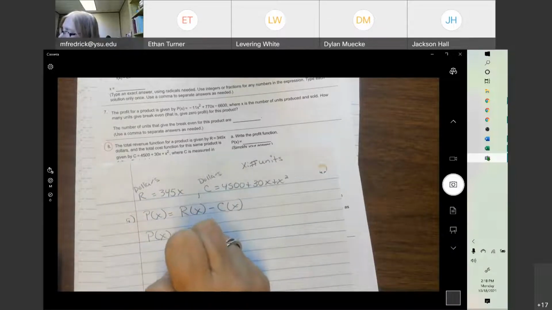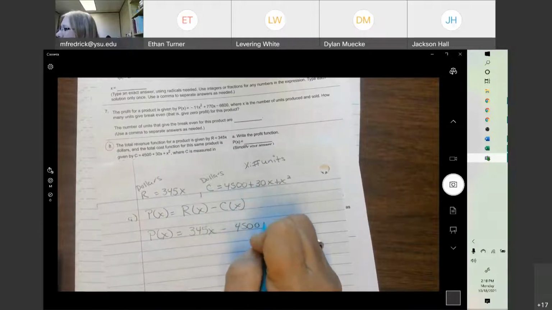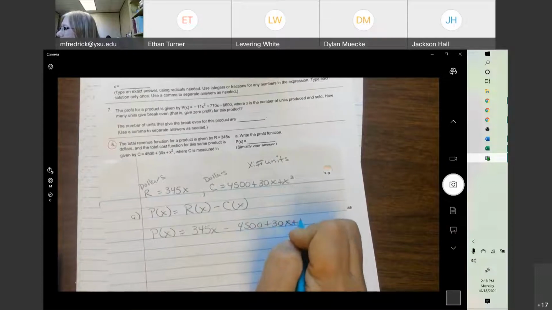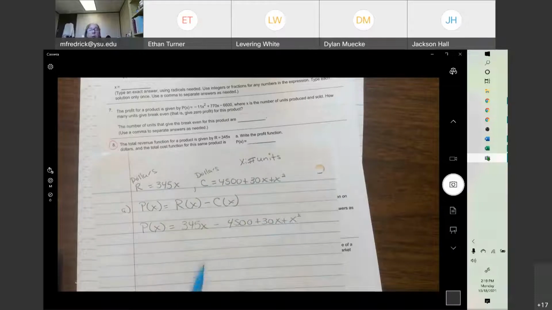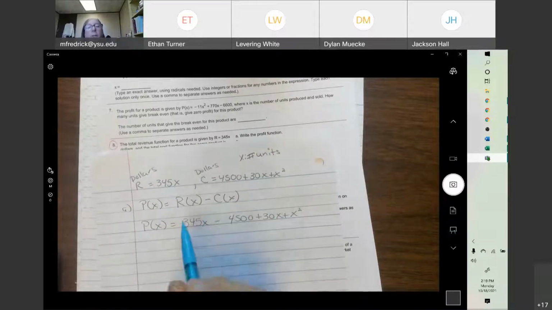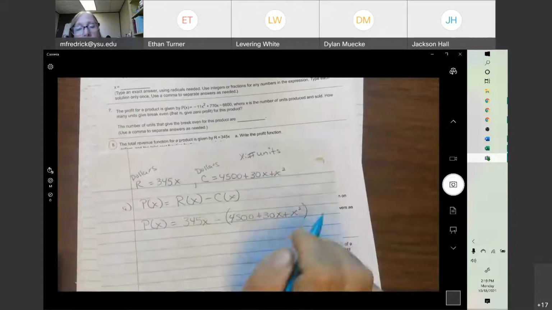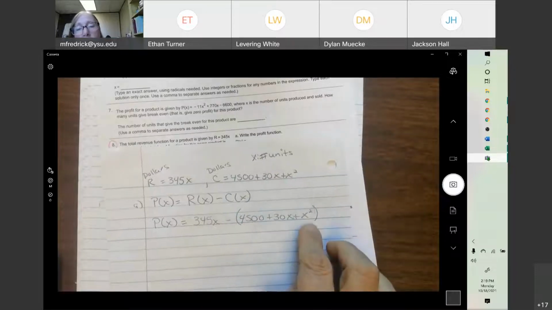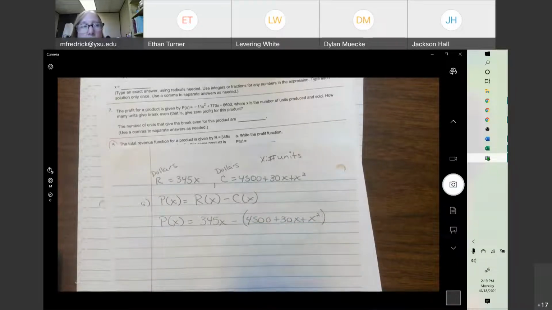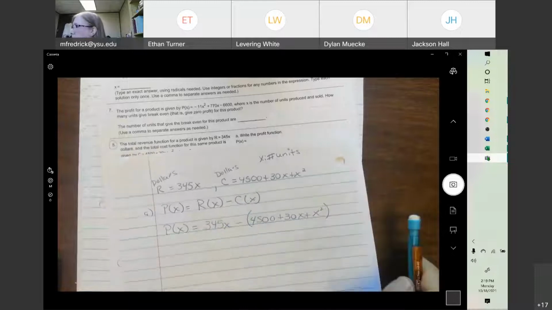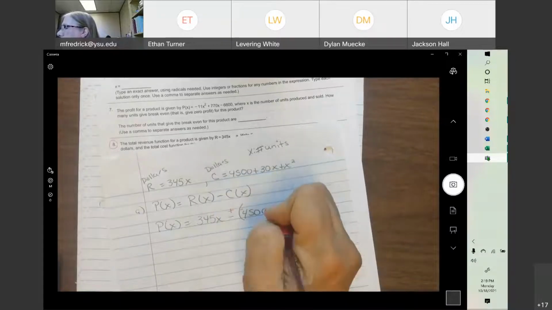Our revenue is the 345X minus our cost. And what you need to be careful of, this is the most common mistake with this problem. You're not just subtracting the 4,500, you're subtracting this whole thing. That negative has to distribute to all of the cost, so it will change the sign on the entire cost function. Be careful of that. Now you don't have to rewrite it. You can make this a plus and then change your signs.